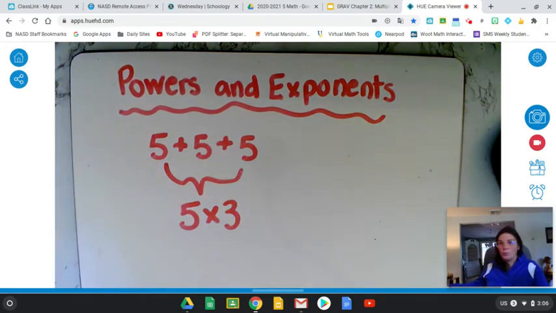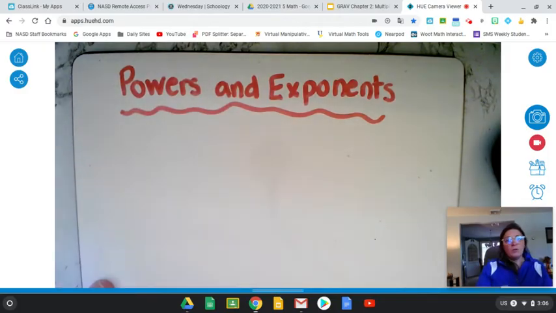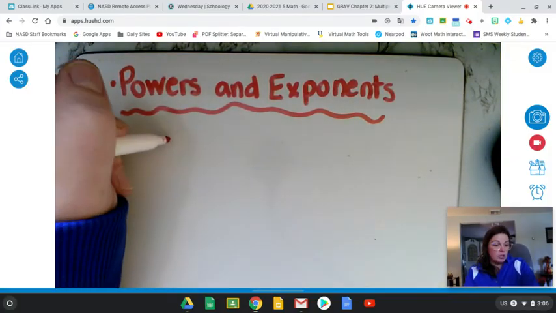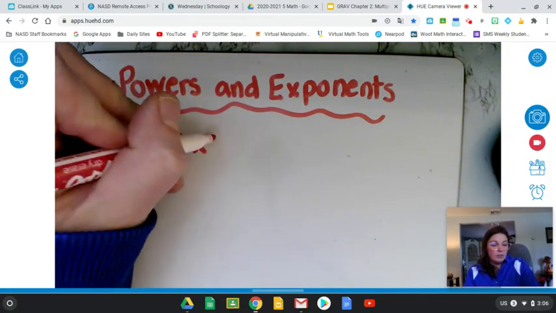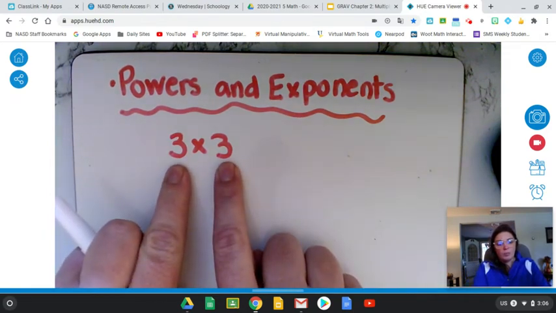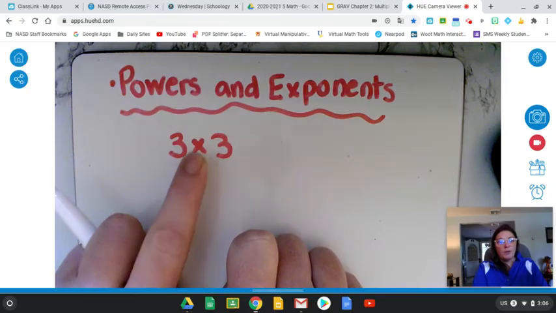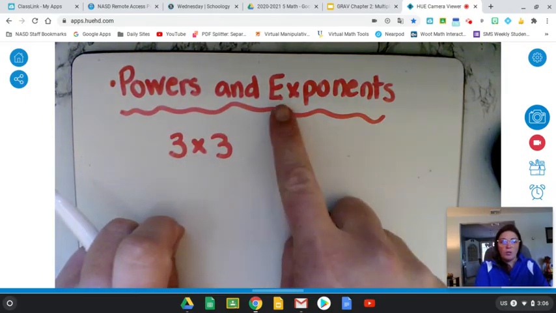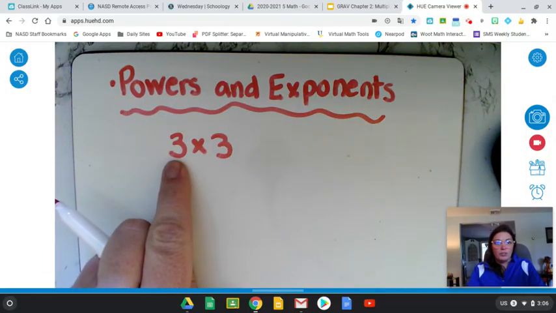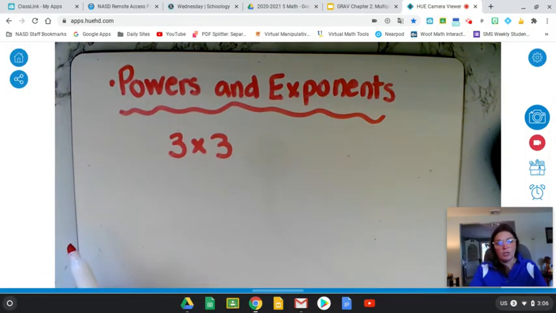Well, we can do that with repeated addition, but we can also do that with repeated multiplication. But things change a little bit. That's when we use powers. So repeated multiplication, such as 3 times 3, the same number repeated with multiplication, can be written using something called an exponent. So the factor 3 is repeated with multiplication.